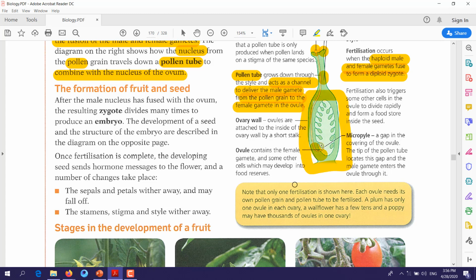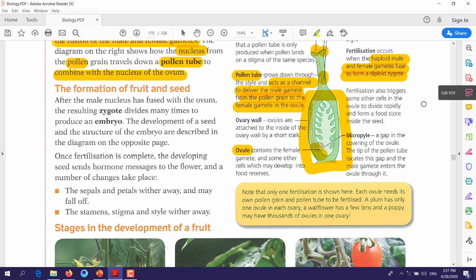What is the name of this part? This part we call the ovary. Inside all of it, it's the ovary. Inside the ovary we have what? We have the ovule. Now our topic is how the seed and fruit will form.